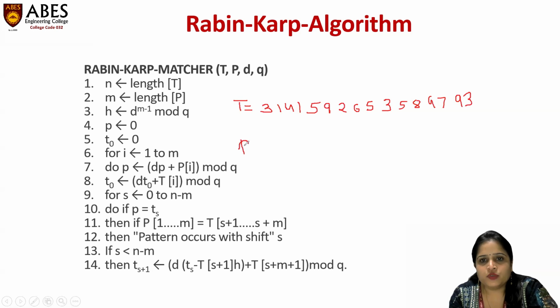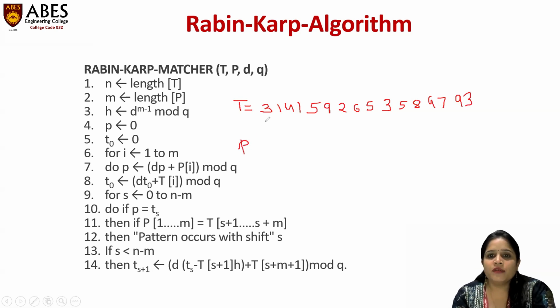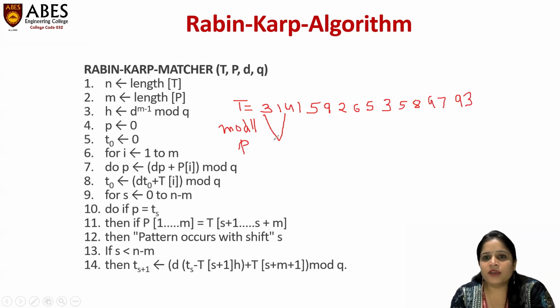And the pattern is 26, so our pattern size is 2 digits. One by one, we select 2 integers from the text array and find the mod of 11. Our first two integers are 3 and 1, so we compute 31 mod 11. 11 is the value of Q. The remainder is 9. I hope you understand.